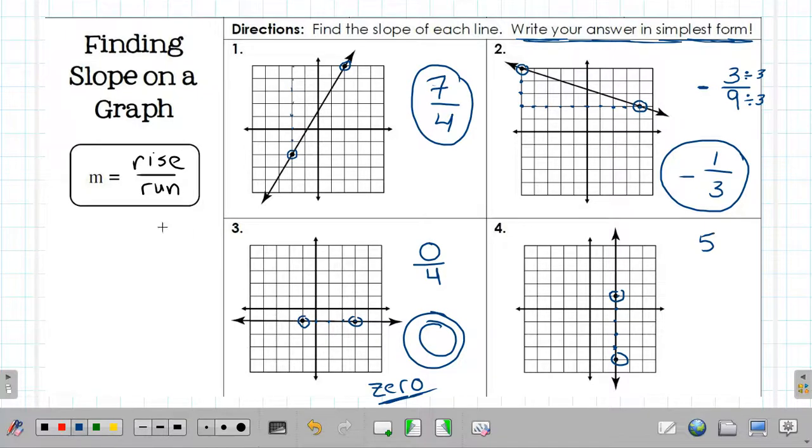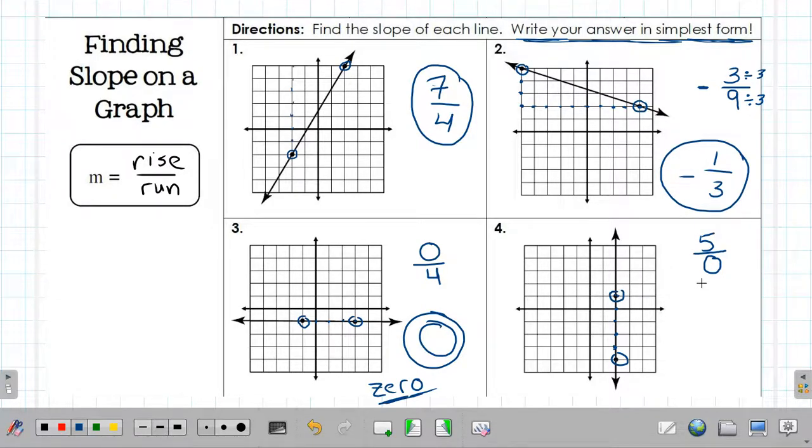Okay, once again, that's my rise, how far up or down I have to go. So in this case, I had to go up 5. Well, what's my run going to be here? Well, if I go up 5, I'm actually already at that point. I don't have to go left or right at all. That means my run is actually going to be 0. I don't have to move left or right.